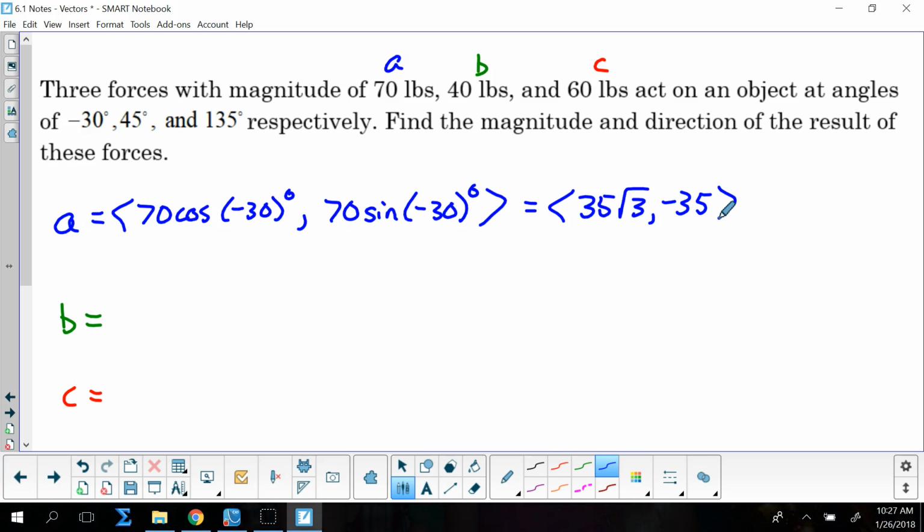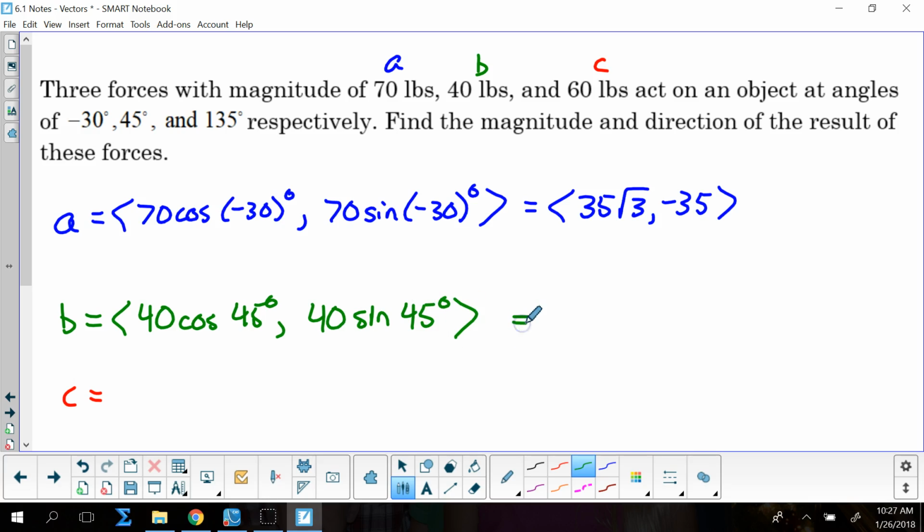And then B is going to give me 40 times the cosine of 45 degrees and 40 times the sine of 45 degrees. And that's going to give me 20 times the square root of 2 for both.